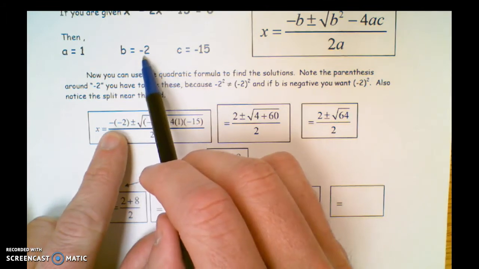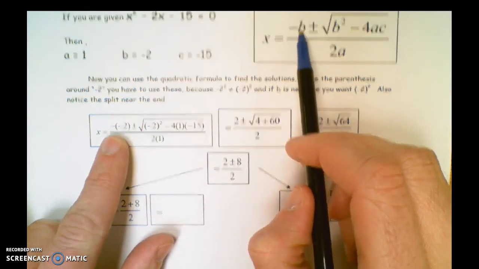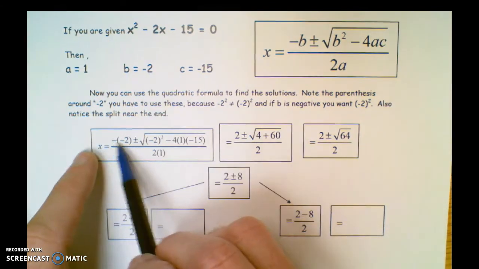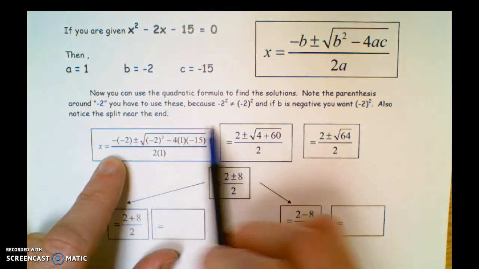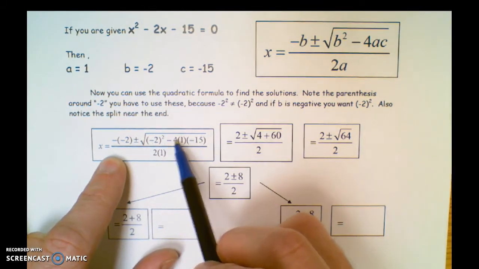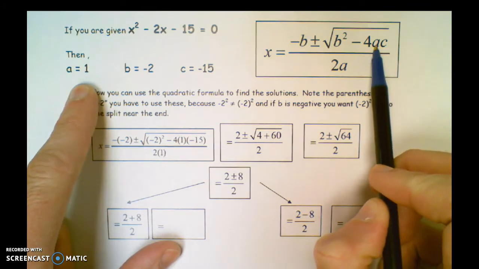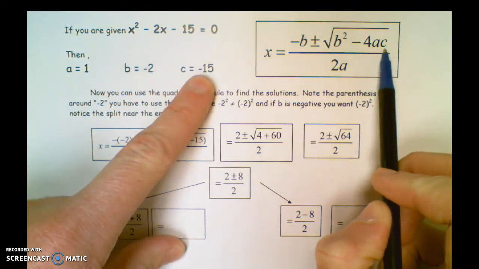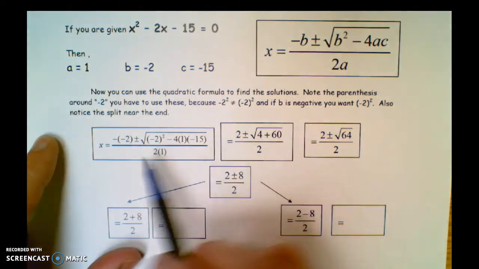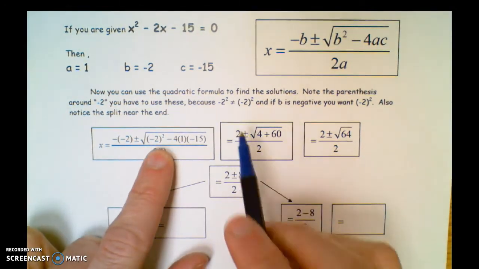Here they're plugging in b, which is negative 2, into the formula. So they have two negative signs because b is negative. So it's negative, negative, plus or minus the square root of, inside parentheses, negative 2 to the second power, minus 4 times 1 times c, which is negative 15, all over 2 times 1. And now they're just calculating, doing the order of operations.